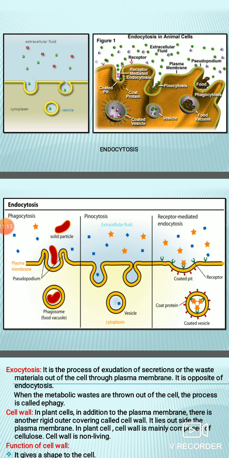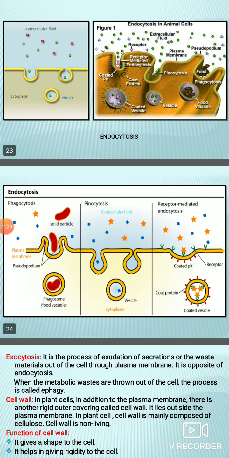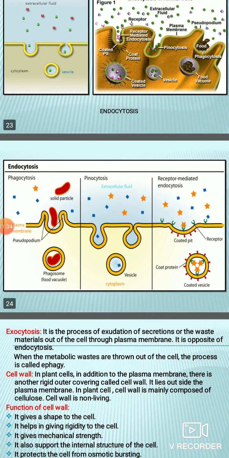So whenever the cell needs to secrete any kind of useful substance to the outside environment, or if it needs to excrete its waste material outside the cell, into the extracellular fluid, then it undergoes the process of exocytosis. Okay, when the metabolic wastes are thrown out of the cell, then that process is known as aphagy. It is also known as aphagy. If the waste material being thrown out is harmful, then it is known as aphagy.